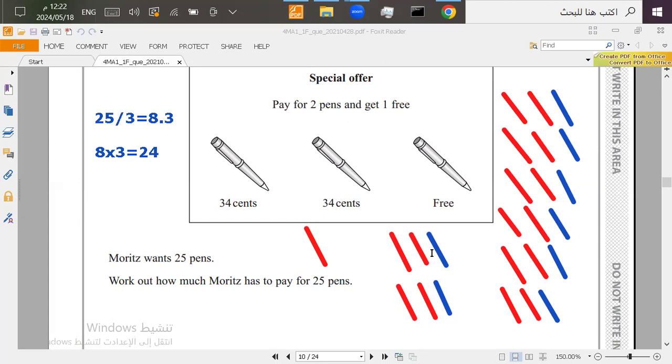And then all of them will be 24, and I added another pen to make it 25. Now I added the red ones, the ones he has to pay for. I found out they're 17, so I'm going to multiply the 17 by the price of the pen, and I will get 578 cents. And this is how you answer a question like this. Focus on the steps and the idea of the question. Now, let's move on to the next question.